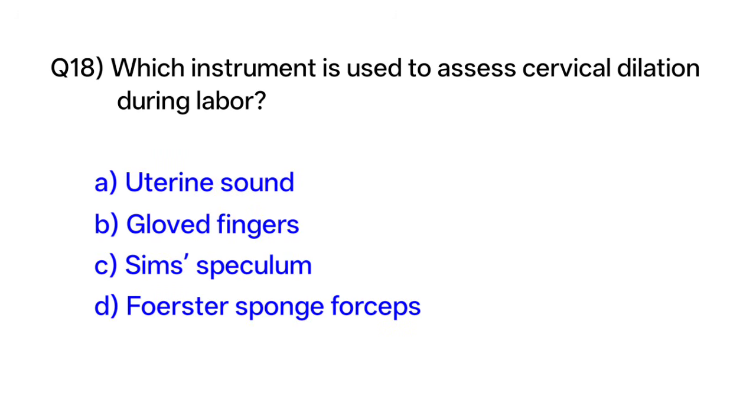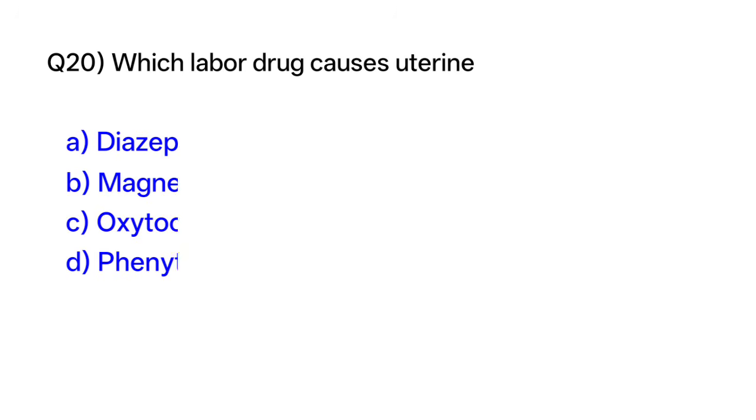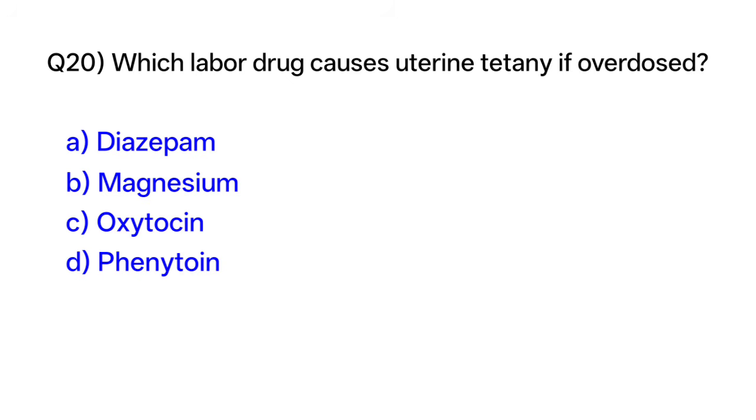Question number 18. Which instrument is used to assess cervical dilation during labor? The correct option is B. Gloved fingers. Question number 19. Kielland's forceps are specifically designed for? The correct option is D. Rotational delivery. Question number 20. Which labor drug causes uterine tetany if overdosed? The correct option is C. Oxytocin.